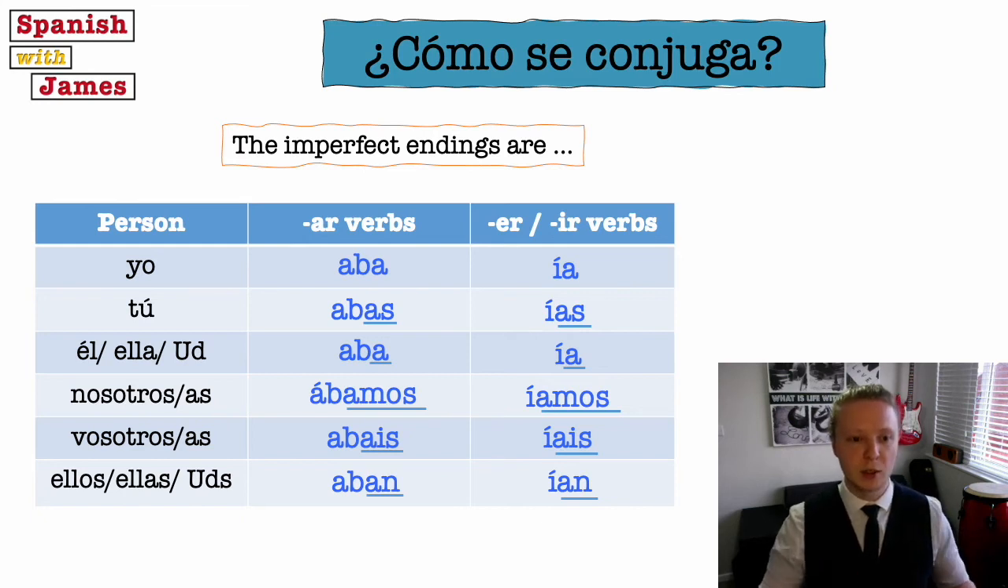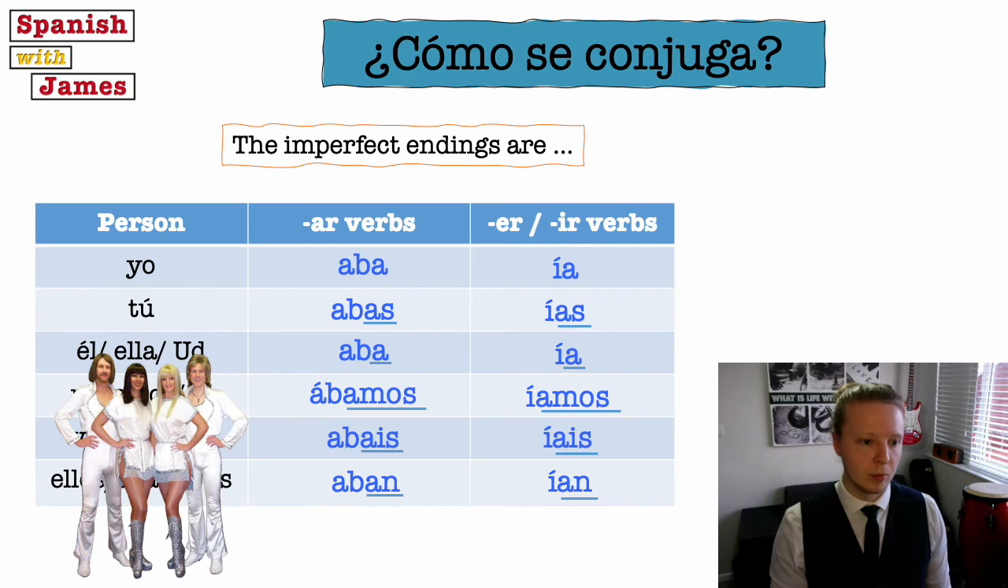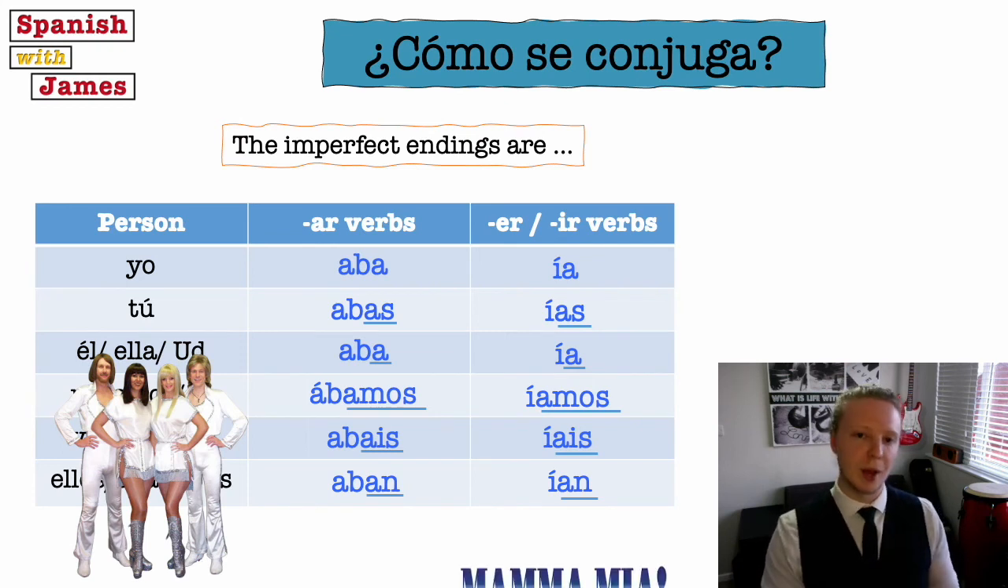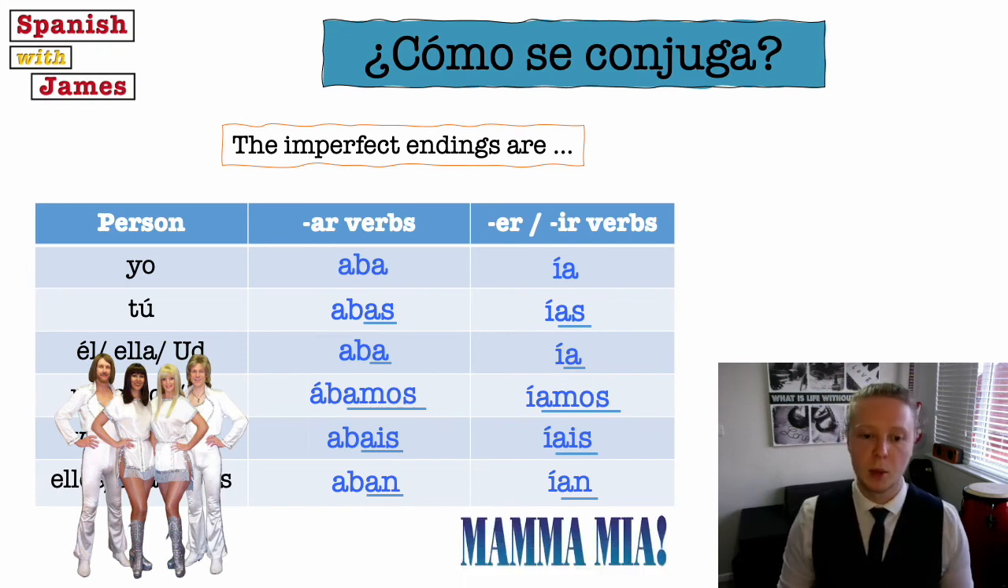So instead of having to learn 2 completely new sets of endings, we can use what we already know about the AR endings in the present tense and just remember the aba and the ia, because we've just got to add that ab or that I accent before them. And to help you remember this, you can think of the group ABBA and their very famous song Mamma Mia.